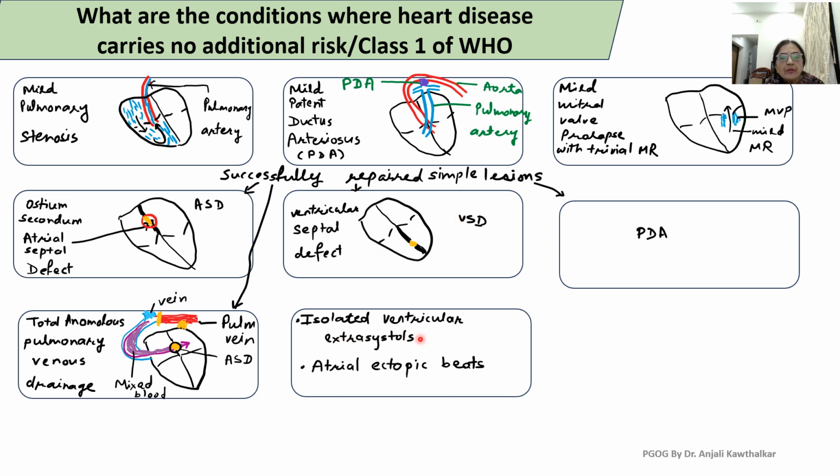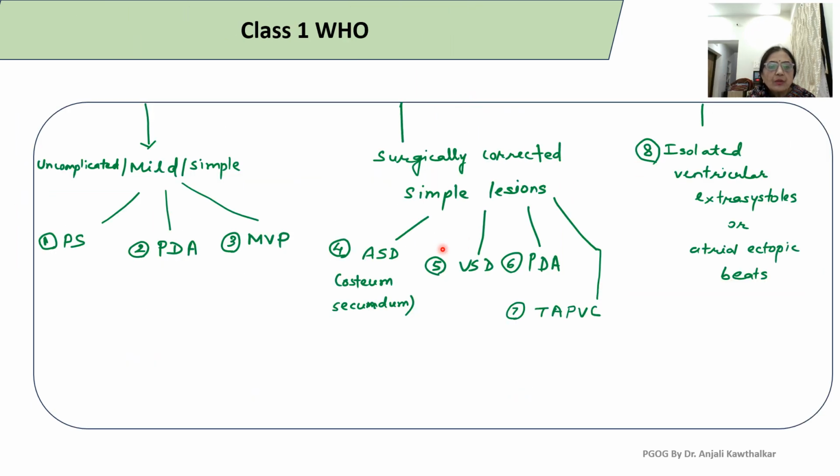And if there are isolated ventricular extrasystoles or atrial ectopic beats, then also there is no additional risk to the mother's life, and that is why it comes under class 1. So 1, 2, 3 are mild pulmonary stenosis, patent ductus arteriosus, mitral valve prolapse. Number 4 is surgically corrected simple lesions: ASD, VSD, PDA, and TAPVD. And last is isolated extrasystoles or ectopic beats. This is how we can remember class 1.